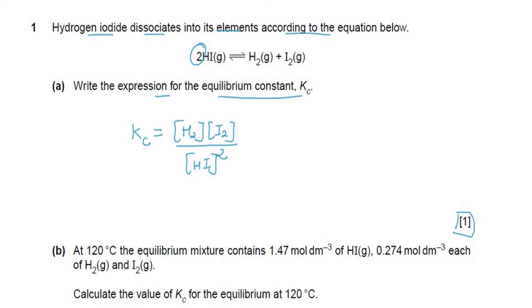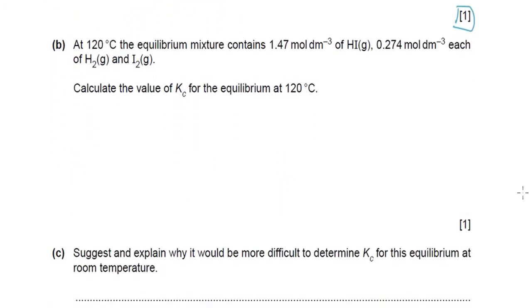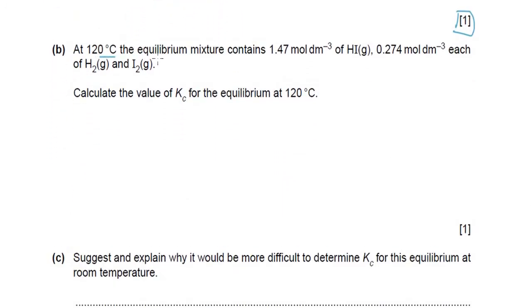Now let's have a look at the next sub question of the same question. It says at 120 degrees Celsius, the equilibrium mixture contains 1.47 moles per dm cube of hydrogen iodide. That's the concentration of hydrogen iodide, and 0.274 moles per dm cube each of hydrogen and iodine. Calculate the value of Kc.